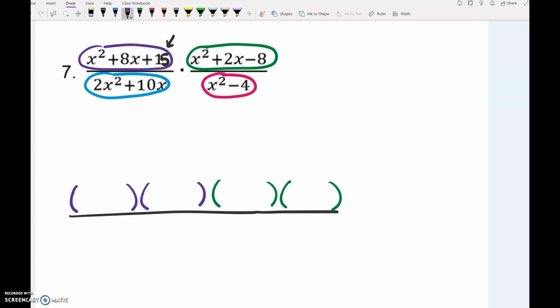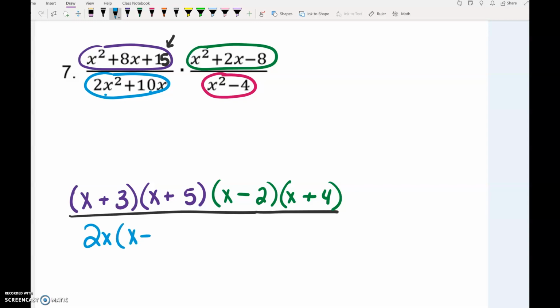Okay, two numbers that multiply to give us 15, that would probably be 3 and 5, and it looks like they both need to be positive. For negative 8, I think that's 2 and 4, positive 4, negative 2. For the greatest common factor, these two terms have 2x in common, x plus 5. And then for the difference of two squares, it would be x plus 2, x minus 2.